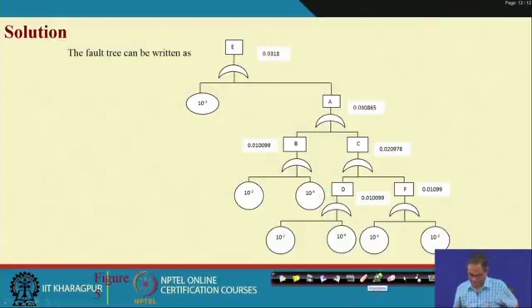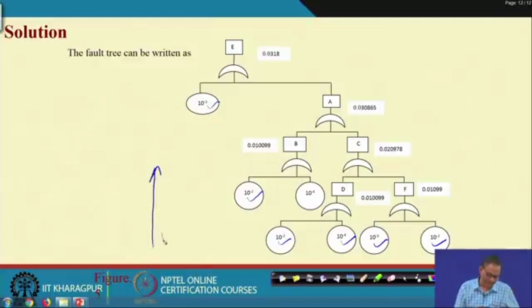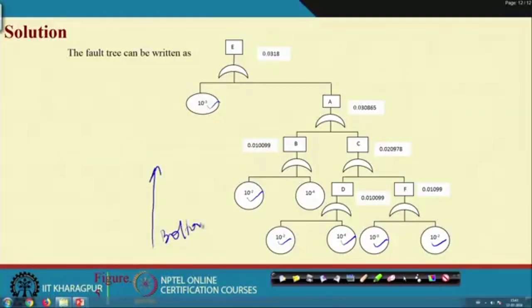The interesting thing is that all the basic event probabilities are given. Now what you need to do is start with the gate by gate method. You cannot start here because you do not know this probability, so you have to start from the bottom. So it is basically bottom up.